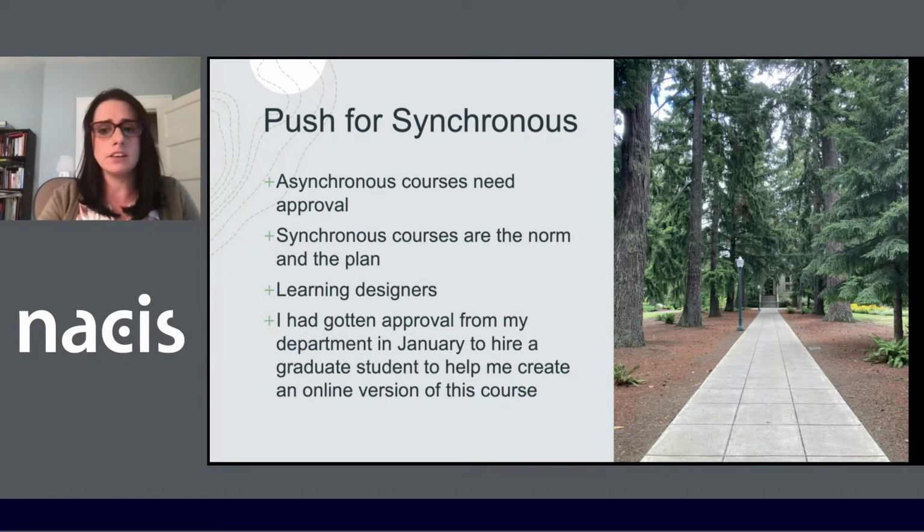We do have things like learning designers. These are people who help you out, although the night and day difference between here and my previous experience at both Penn State and Michigan State is just drastic. Really, you only get somebody to help you if you've gone through the approval process. Interestingly, I had gotten approval from my department in January, before COVID, to hire a graduate student who was supposed to work with me in the spring. A lot of money dried up, and now I'm forced to do this without the support that I had previously been approved for. Next slide.